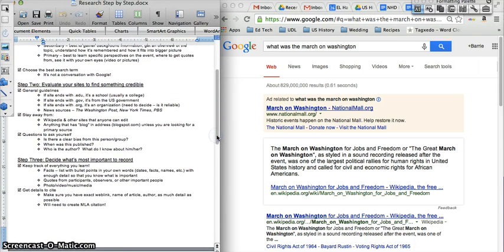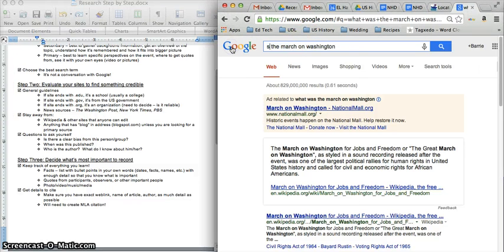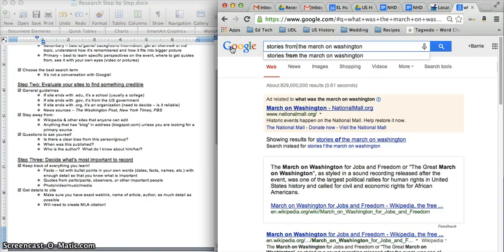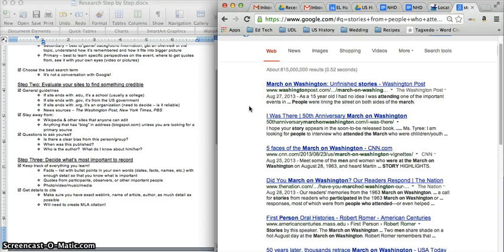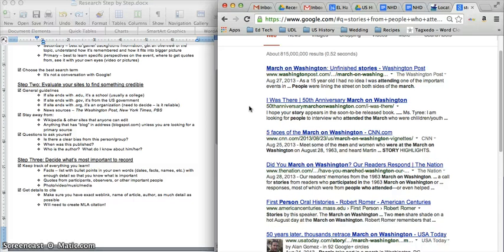Once I have found my search term, my next step is to evaluate if my site is credible. And credible means that the information on it is something that I can believe to be true. So a few guidelines. I'm going to go back to my other search term, stories from people who attended the March on Washington. Because when I did this, I figured right away that some of these were pretty credible sources. The first thing that came up was the Washington Post, and the third one was CNN. And I know that those are both bigger news organizations that tend to be pretty well respected.